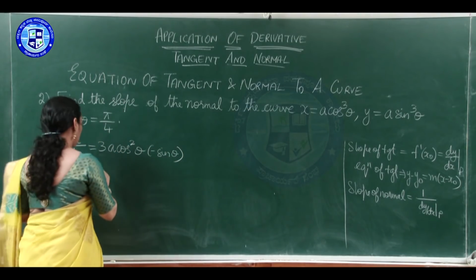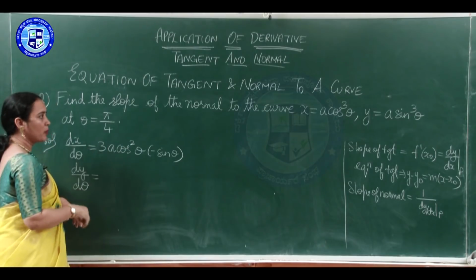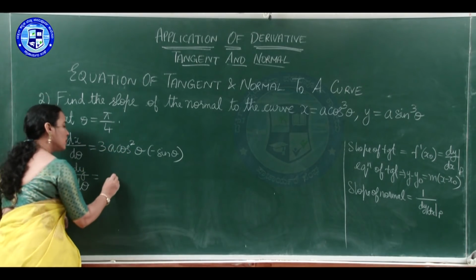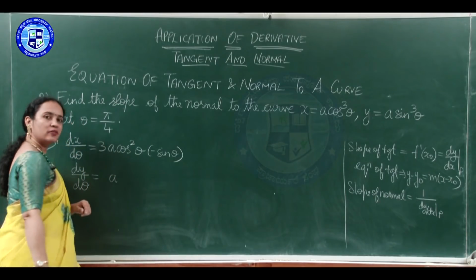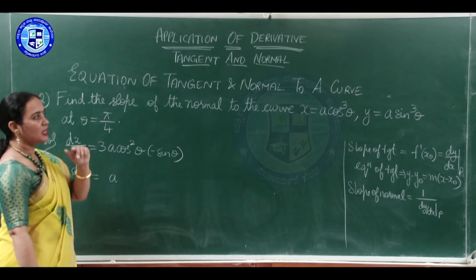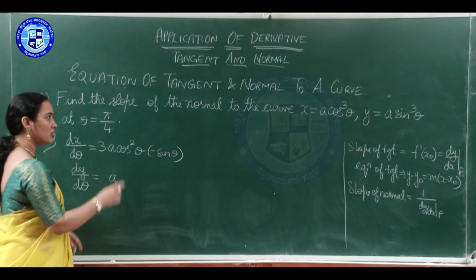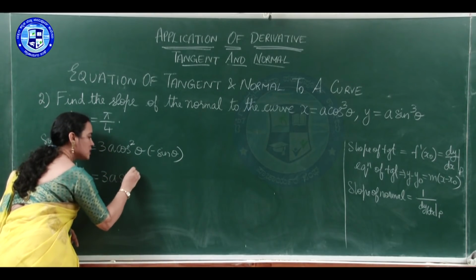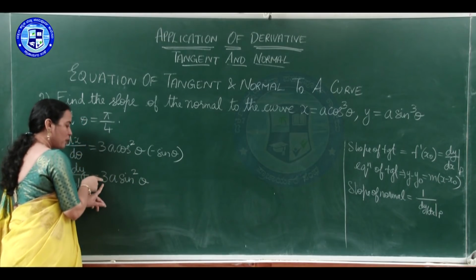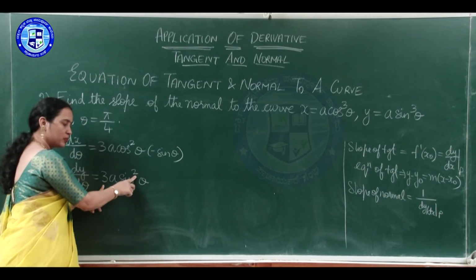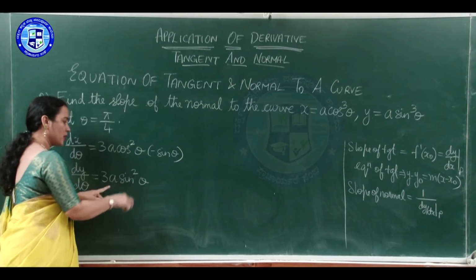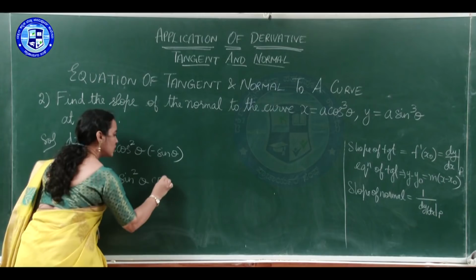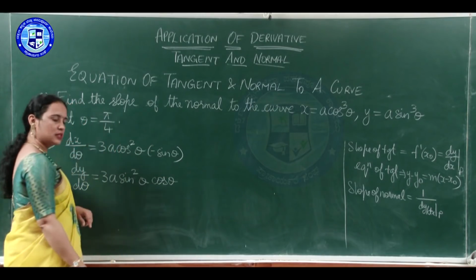So, you can next find dy by d theta, that is differentiate y with respect to theta. The constant a will remain as it is. Sin cube theta when you differentiate, first bring the power down, 3a sin square theta. So, you will bring the power down, then subtract 1 from the power, so it will become sin square theta. Next, differentiate sin theta. Sin theta, when you differentiate, you get cos theta.